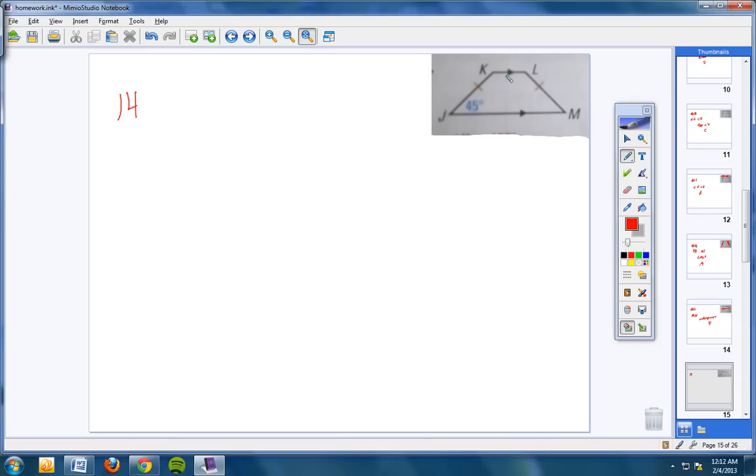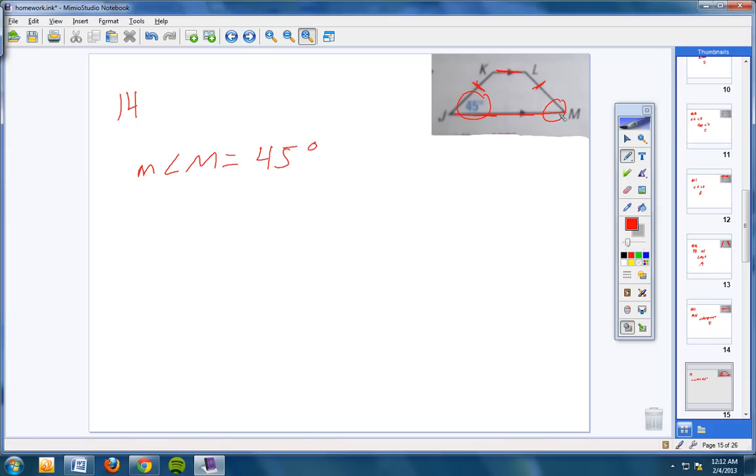Well, please notice, students, that we do have a trapezoid. There's my parallel sides. And notice your legs are congruent. So we have an isosceles trapezoid. Anytime you have an isosceles trapezoid, the base angles are congruent. So if this is 45, then we know angle M is 45. So the measure of angle M equals 45 degrees.